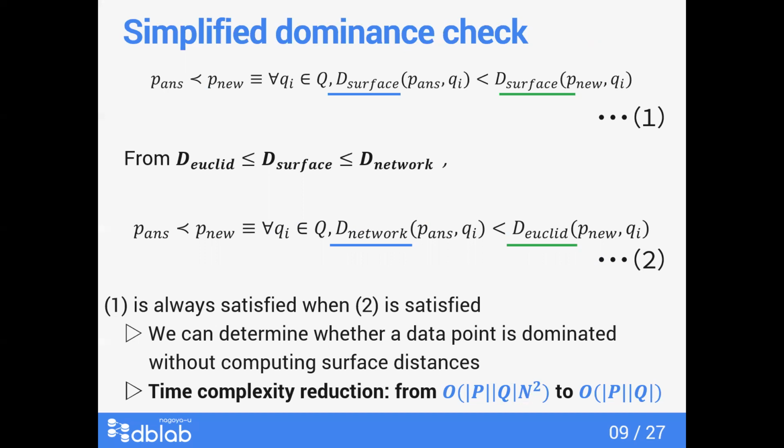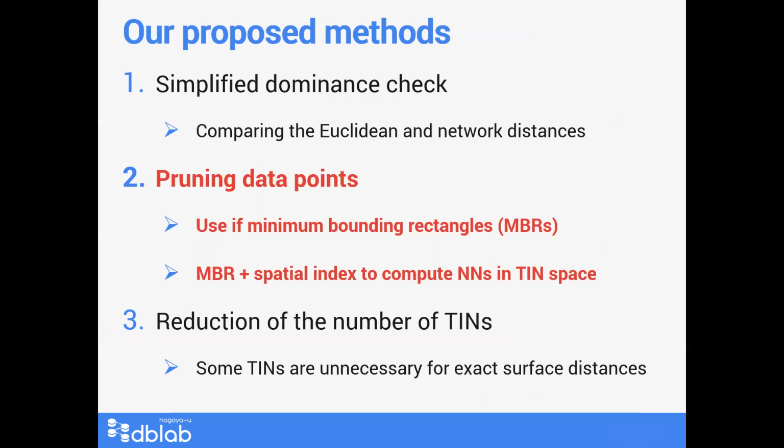We can get the Euclidean and network distance in constant time by doing a simple calculation in advance. So we can do the dominance check quite fast because it doesn't need to compute the high cost surface distance. Next, we will replace this dominance check with a geometrical problem. We aim to prune multiple data points at once with a certain rectangle and the spatial index of the DB.